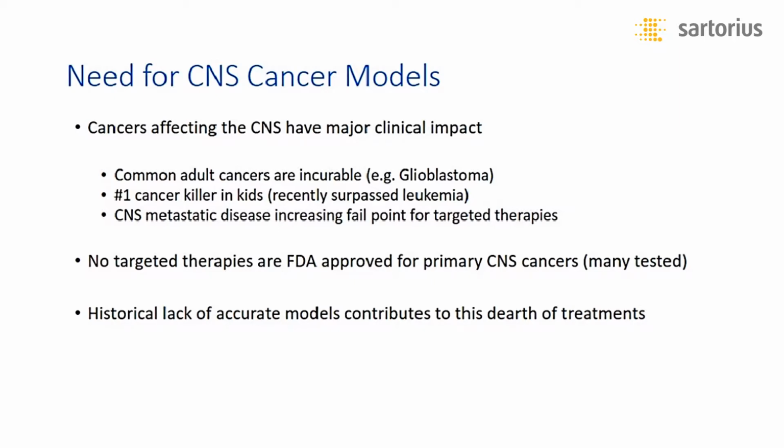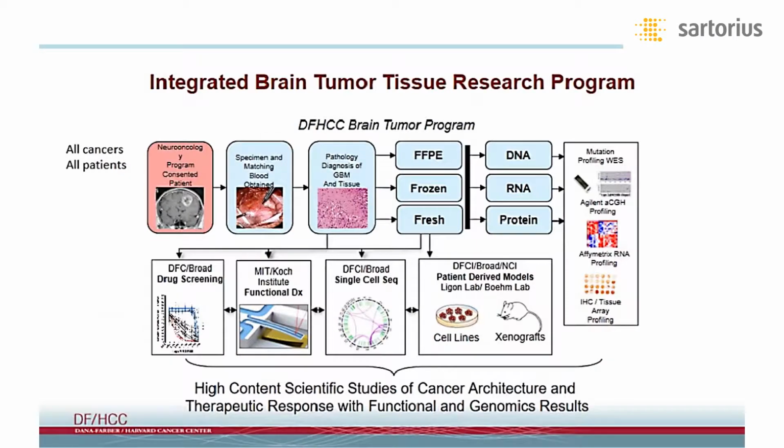Brain tumors have now surpassed leukemia as the number one cause of mortality due to cancer in children. CNS diseases are very prevalent, as people may know, and there are no targeted therapies approved by the FDA currently for primary CNS cancers, even though we've tested many of these in clinical trials. In our opinion, a lot of that lack of prior success is significantly due to the fact that historical models did not well enough represent the biology.